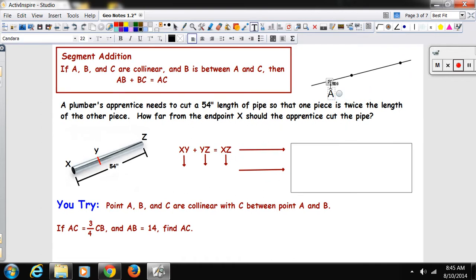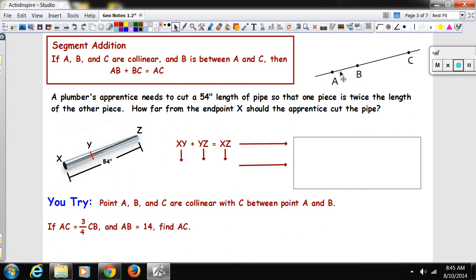Here's A. Now I did say B is between A and C, so B has to be the middle one. And it says, if that's the case, if B is between A and C, then you could actually say that AB, this piece, plus BC, this piece, putting them together would give you AC, the entire thing. That's segment addition.